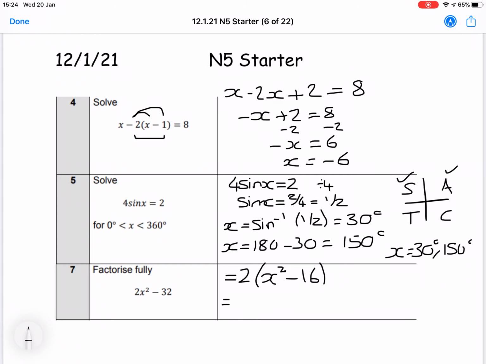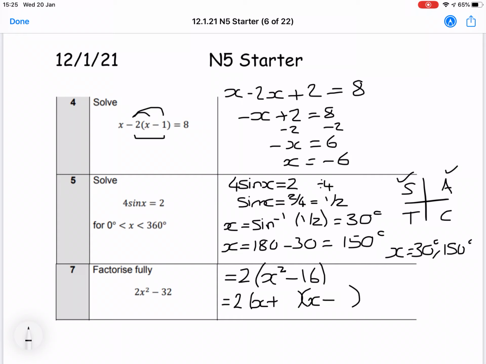When you take your common factor out, you then need to look at what's in the bracket and say, well, can I factorise that any further? So you're then looking for a difference of 2 squares. So x squared is a square term, 16 is a square term, and it's a subtract in the middle, so that is a difference of 2 squares. So we would have our double brackets ready. For x squared, it would be an x and an x. We then have one bracket with a plus and one with a minus.